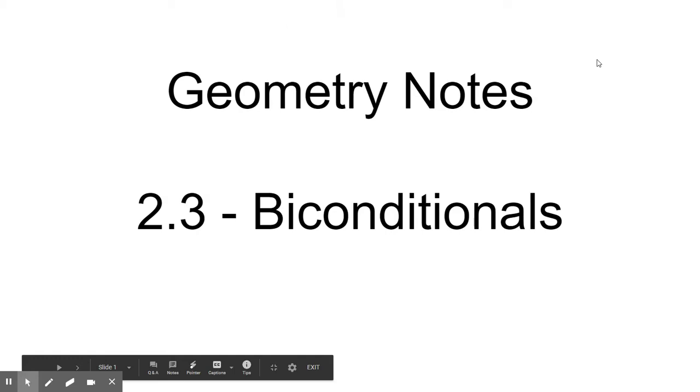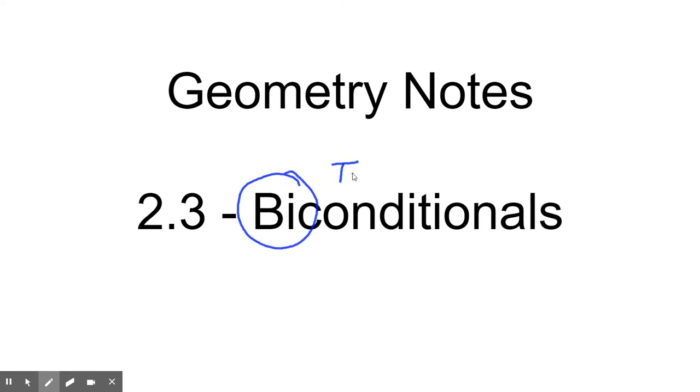All right, so 2-3 kind of piggybacks off of 2-2. We're going to talk about biconditionals. So again, hopefully you know what the prefix bi means, right? Bi means two. So obviously this thing we're going to talk about involves two conditionals. Now those two conditionals are going to be a conditional and a converse. And we're going to talk about that on the next slide here.